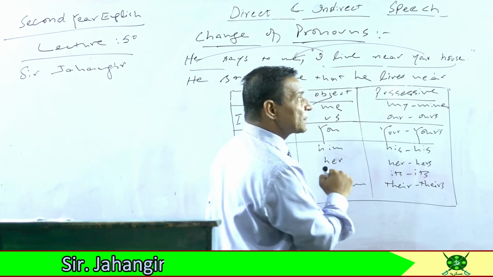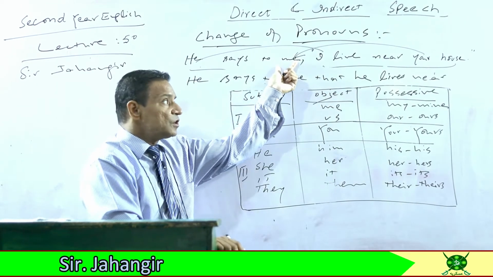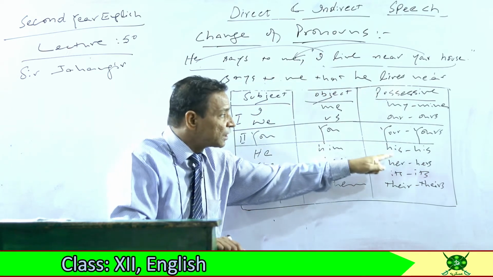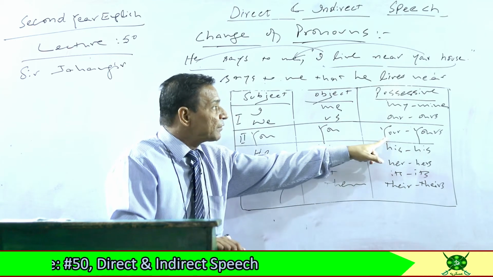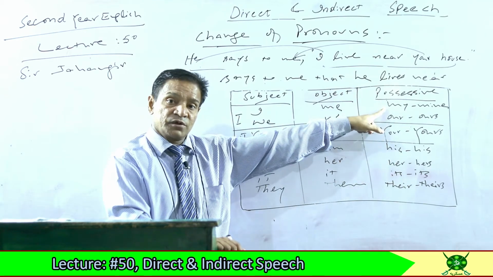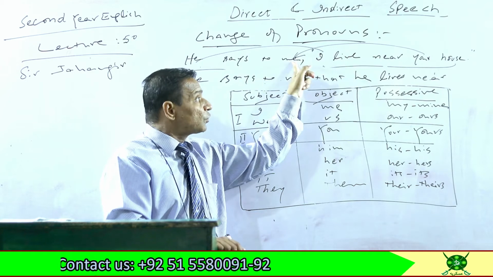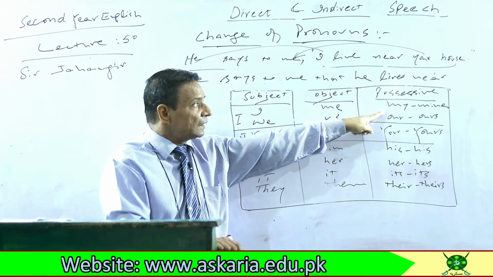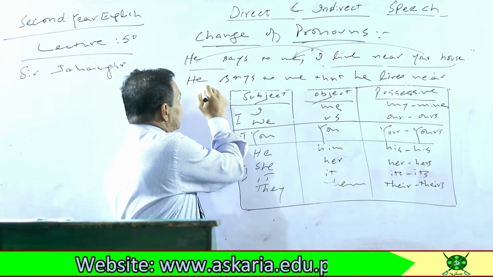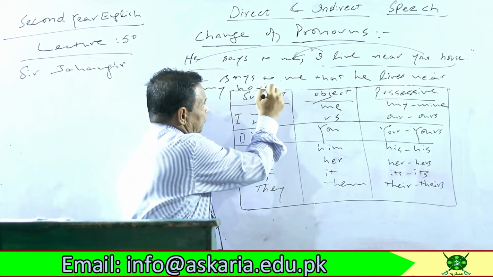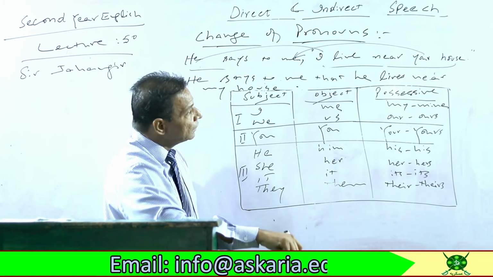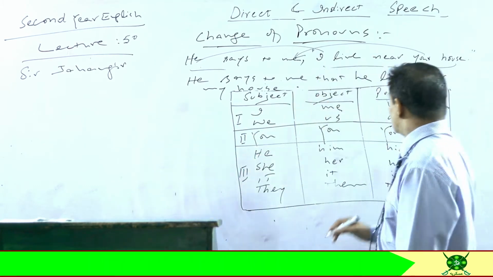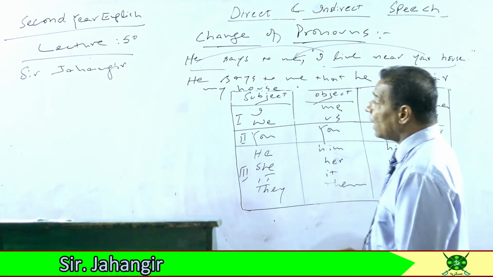Now your second person will be changed according to object of reporting speech. Your is possessive case, and it will be changed into possessive according to object. So what is the case here? My. So your will be changed into my. So it's my house. Comma is removed. So he says to me that he lives near my house.